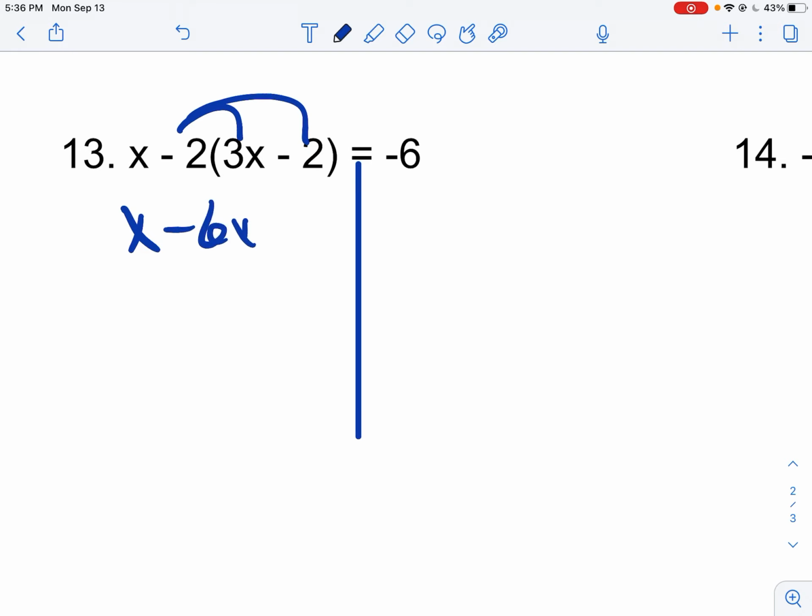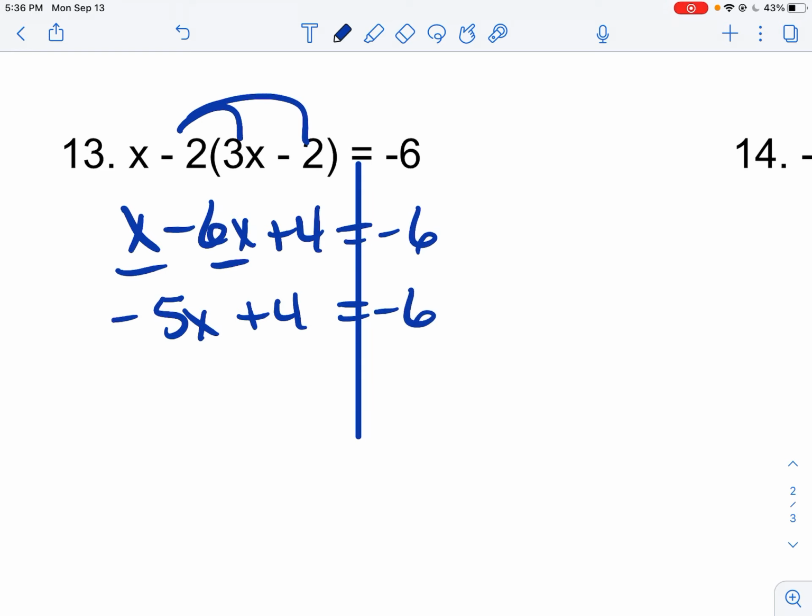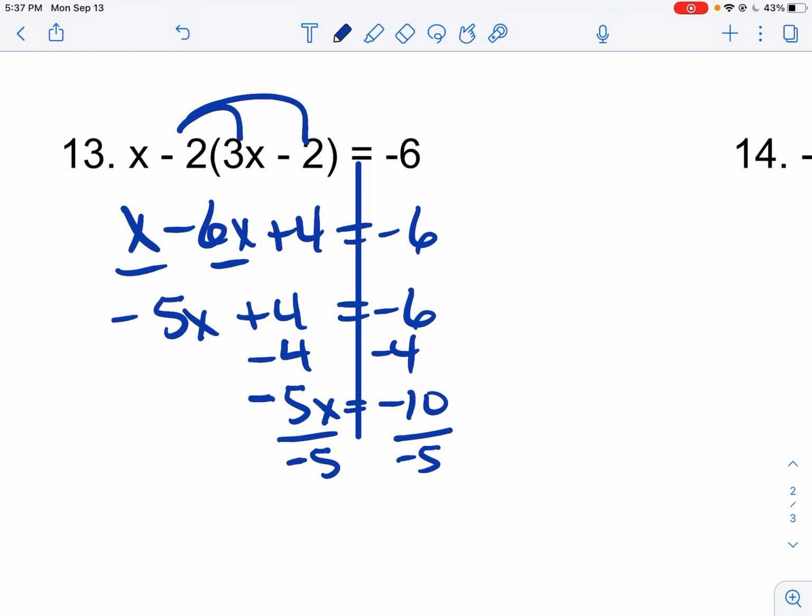I multiply through. X minus 6x plus 4 equals negative 6. Combine like terms, and that gets negative 5x plus 4 equals negative 6. I subtract 4 from both sides, and I get negative 5x equals negative 10. I divide by negative 5 on both sides and get x equals 2.